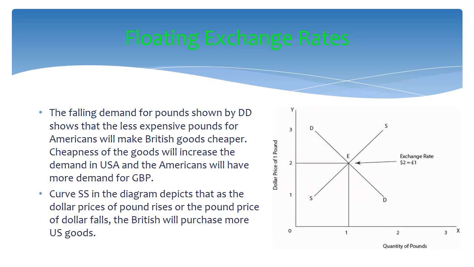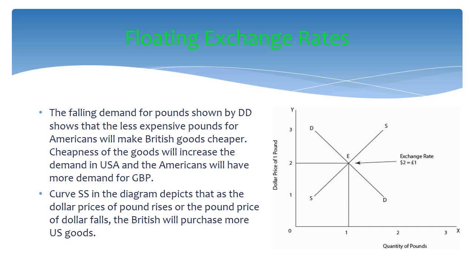The falling demand curve for pounds, shown by DD, shows that the less expensive pounds for Americans will make British goods cheaper. Cheapness of the goods will increase the demand in USA and the Americans will have more demand for GBP.